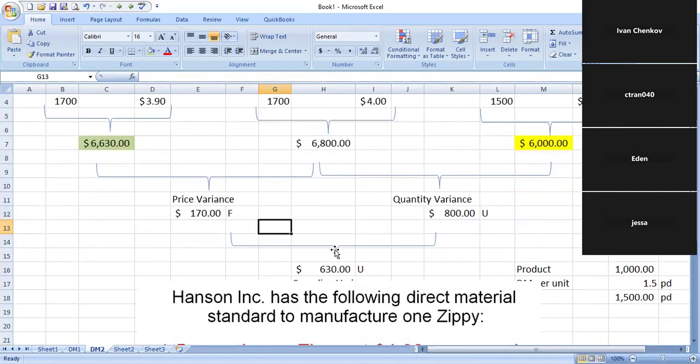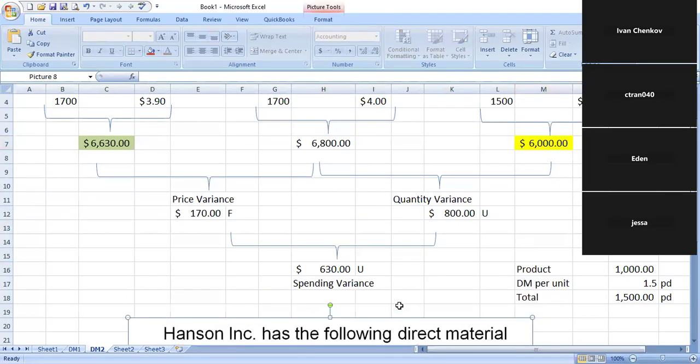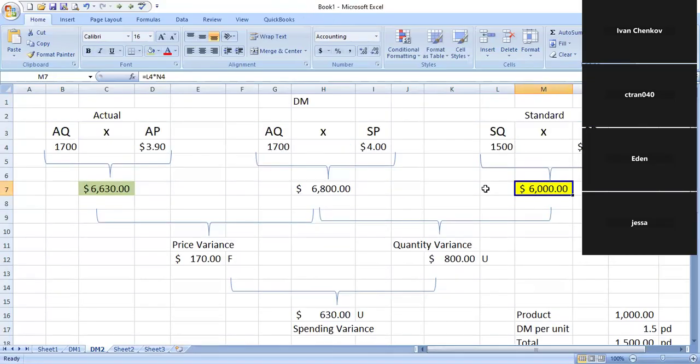Okay, so in that case, how much is my total spending variance? Based on my standard, I'm supposed to spend $6,000. In reality, I'm spending 6,630. That will be a $630 unfavorable variance. Make sense? Are you guys with me? Everybody? Yes. So, watch this.